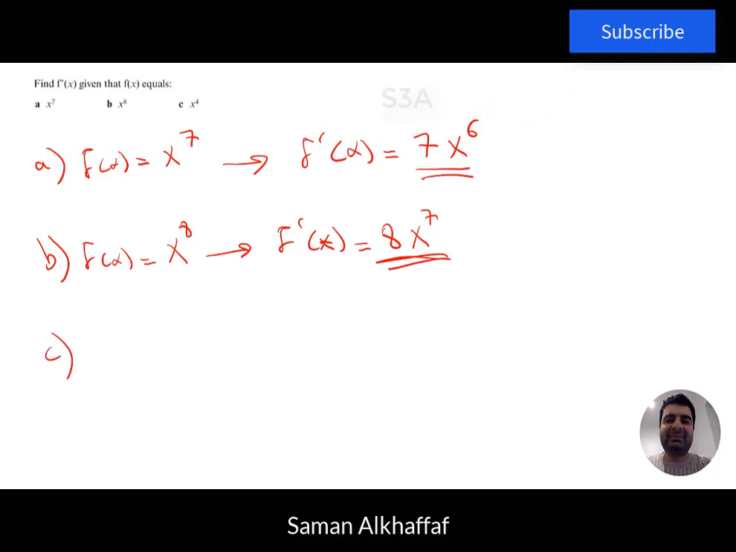For part C, we have a function of x being x to the power 4, so the derivative will be just taking the power as it is, so that would be 4, and taking 1 away from the power, so 4 take away 1 gives us 3, so the answer will be 4x cubed, and this will be our answer for part C.